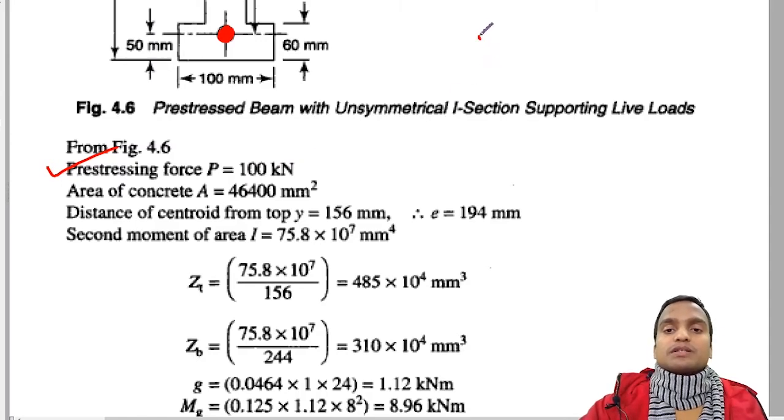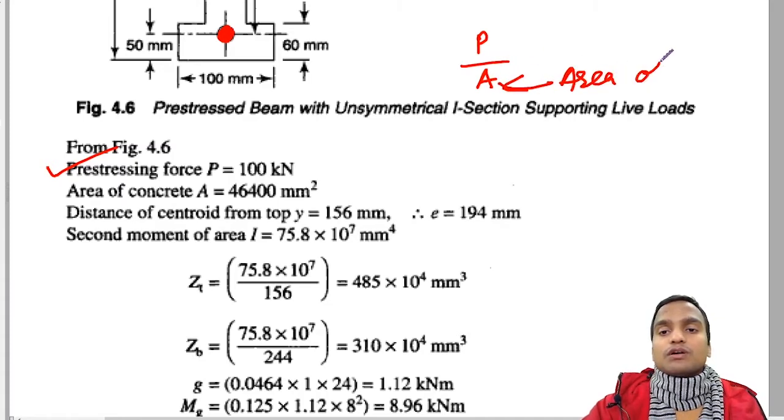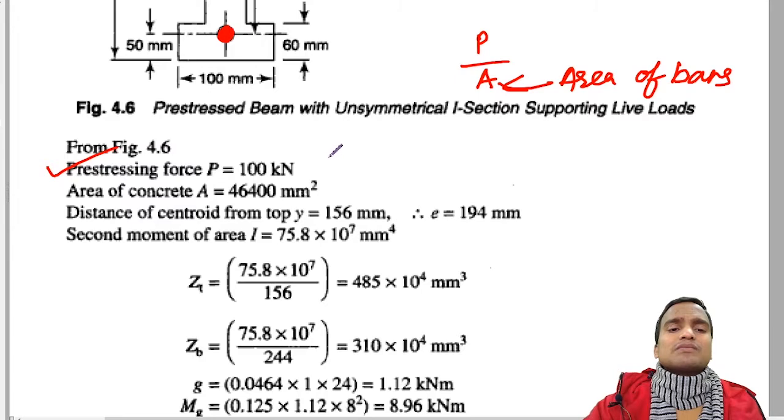Earlier, pre-stress was given. There is a difference between pre-stress and pre-stressing force. Earlier, when pre-stress was given, we had to calculate the area of the bars also. So the area of bars is not required in this problem, because we are directly given the pre-stressing force magnitude. It is equal to 100 kilonewton.